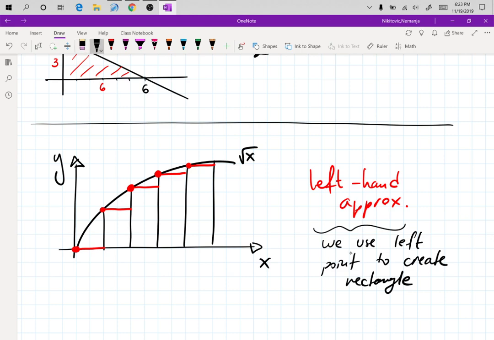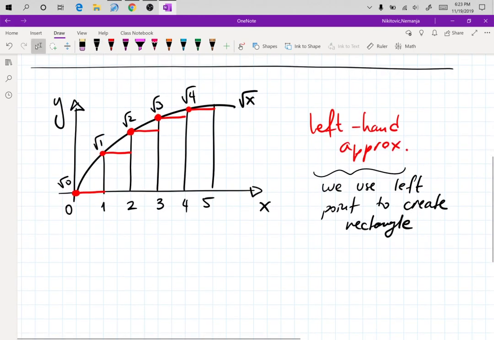Now, the way I structure this, as I said, 0, 1, 2, 3, 4, and 5, which makes these points square root of 0, square root of 1, square root of 2, square root of 3, square root of 4. Note that I'm not using square root of 5 because that would not be a left point for anything, because there is nothing to the right of 5. Now you're going to rewind this and listen to it again to make sure that you get that.